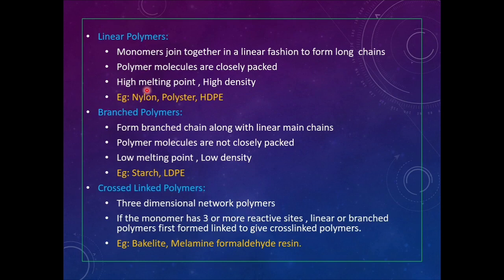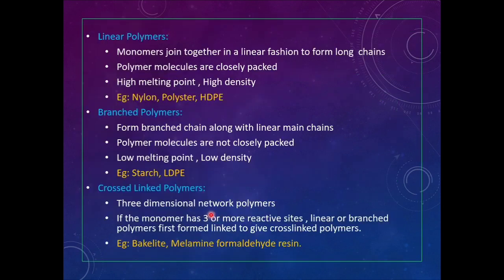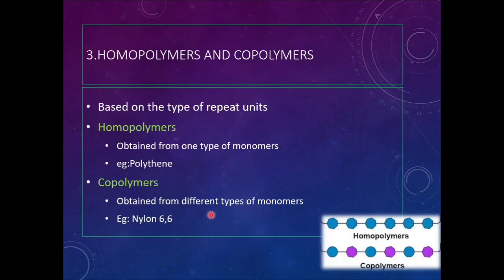So here you can see an example of a cross-linked polymer. You can see cross-links between different polymer chains. So that's an example of a cross-linked polymer. Bakelite, melamine formaldehyde, resinol, these are examples of cross-linked polymers.